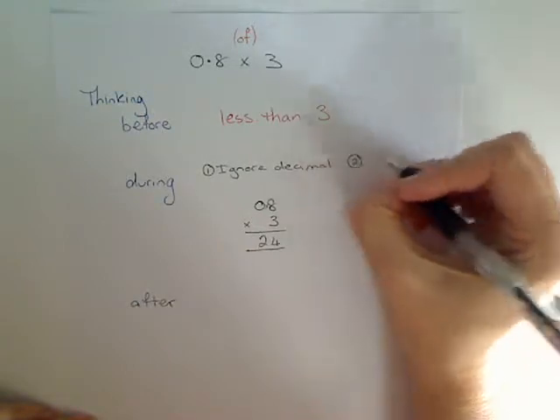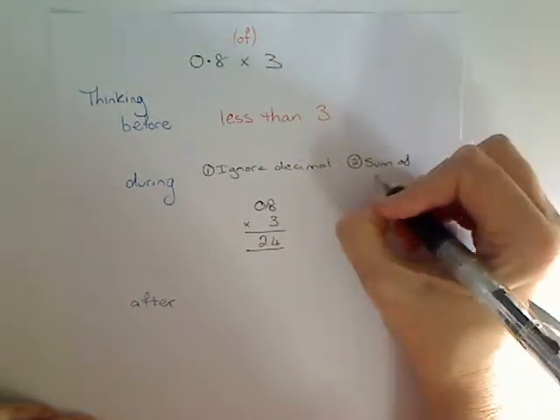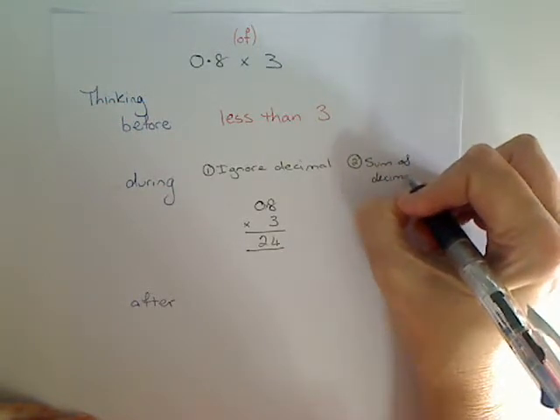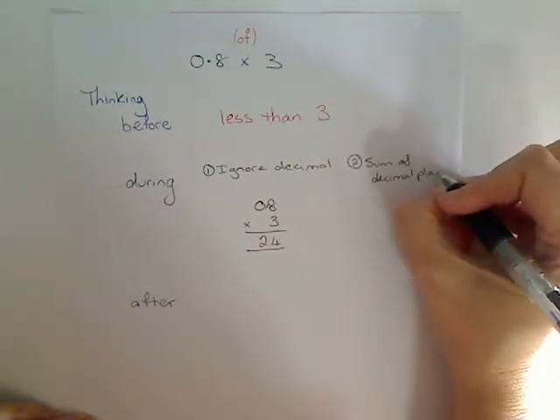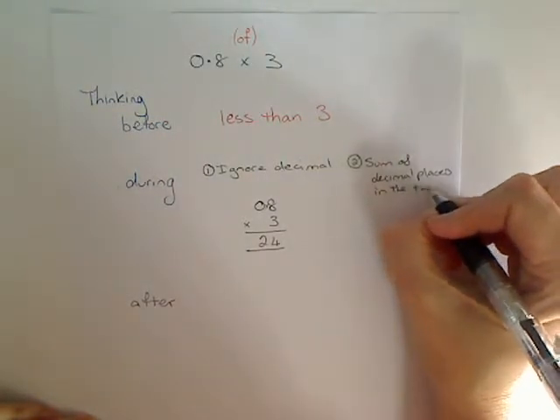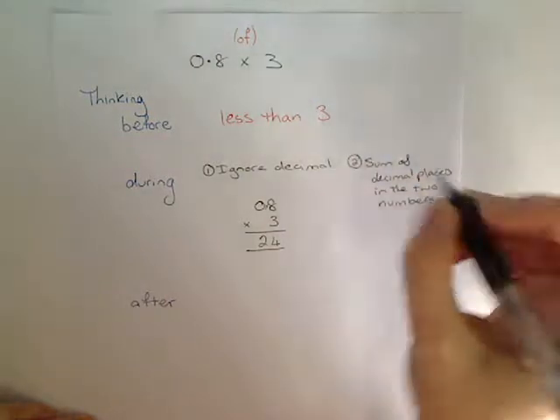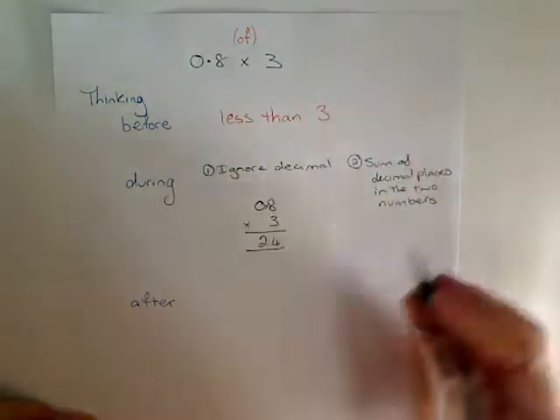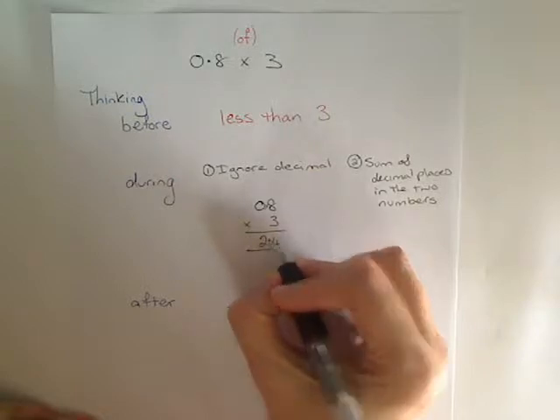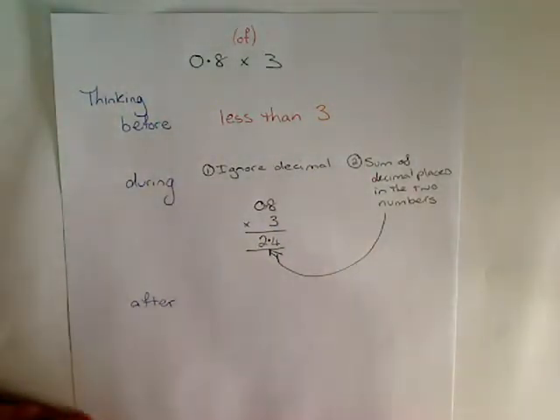My second job is to think about those decimals, and I'm looking for the sum of the decimals, all of those in the two numbers. And I've only got one of them. Means that I have one decimal place in the answer, and that's there.